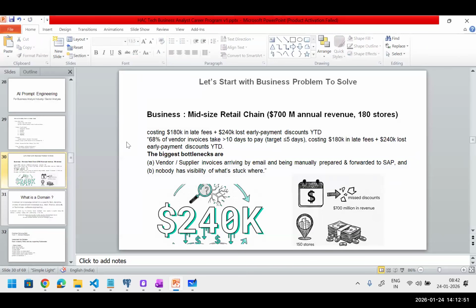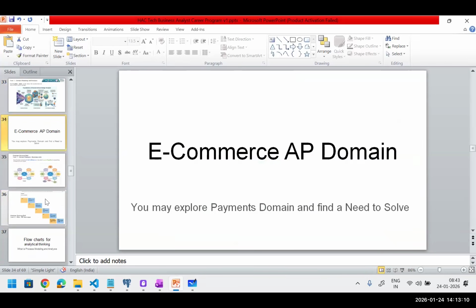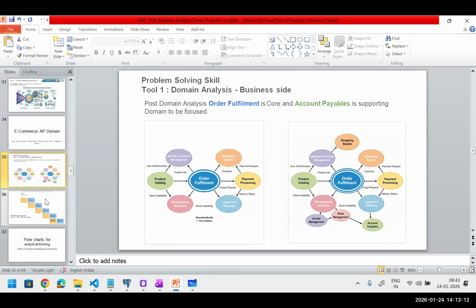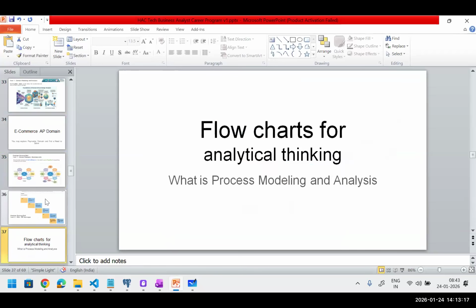We have already touched on the modeling point, right? So how to do the flowcharts requires training, right? We will cover it in detail. But now I'm just keeping it as the whole scope. And next, domain analysis, how to do a domain analysis. And next is understanding the domain. And what is the root cause analysis, how to do it. And flowcharts, how to do it.